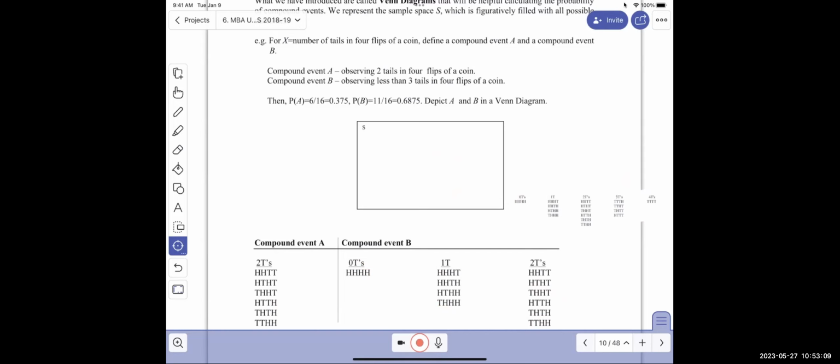A is part of B, so it should be inside B. Exactly. So A is part of B. So if I make B like this, then A should be inside. Is everybody okay with that? Yes. That's how we resolve the issue.